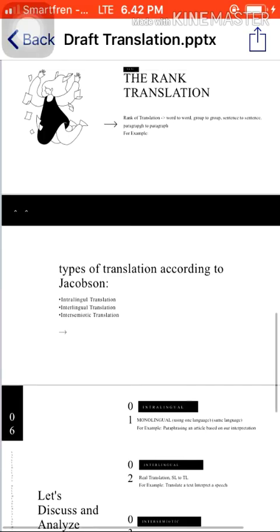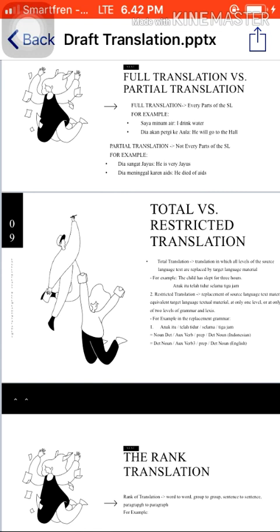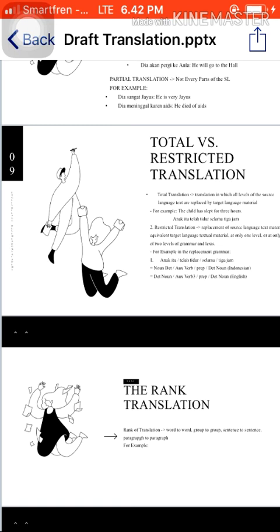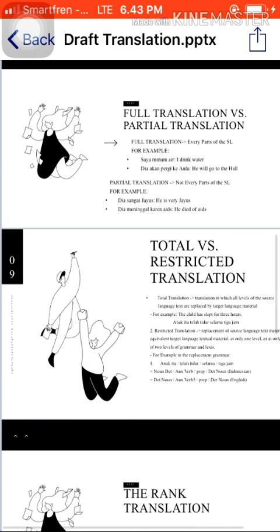Total translation is translation in which all levels of the source language text are replaced by target language material. Strictly speaking, total translation is a misleading term since total replacement is involved. It is not replacement by equivalents at all levels. In total translation, source language grammar and lexis are replaced by equivalent target language grammar and lexis. This replacement entails the replacement of source language phonology or graphology by target language phonology or graphology.